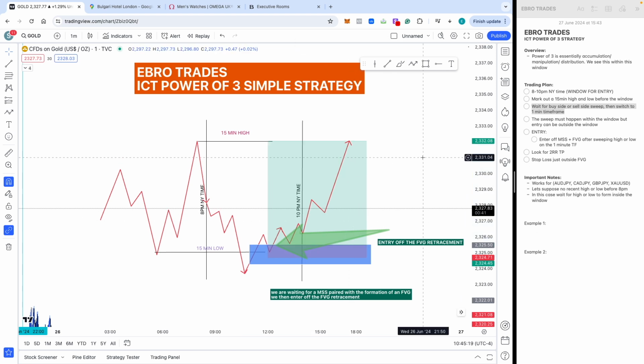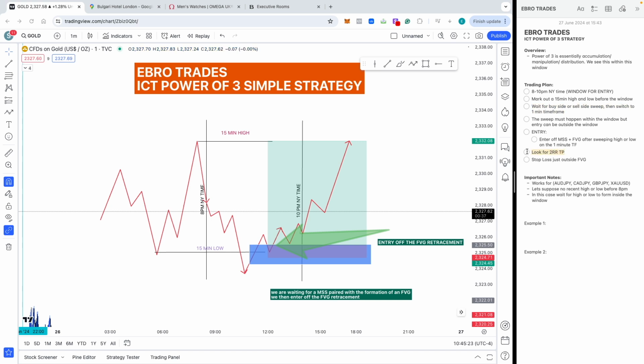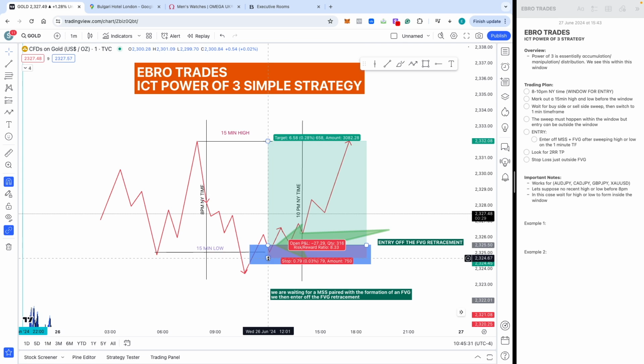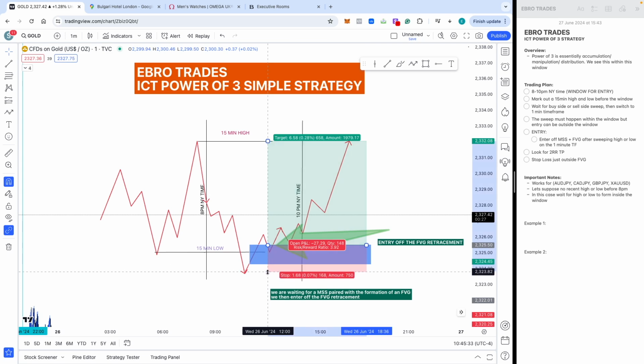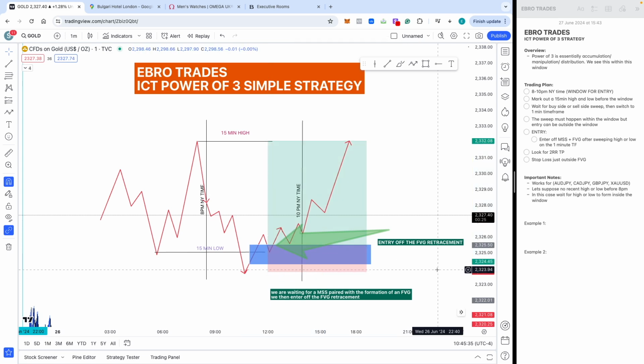But with this setup, you're aiming for 2 RR for your first TP. And I think that'd be realistic. And that's it. Your stop loss just outside the fair value gap. So here the stop loss would be here. And that's it. It's as simple as that. And then you take your win, and you close your charts for the day. That is this setup simplified.